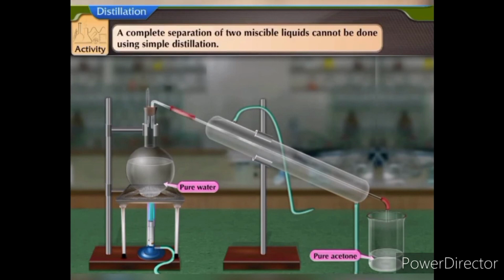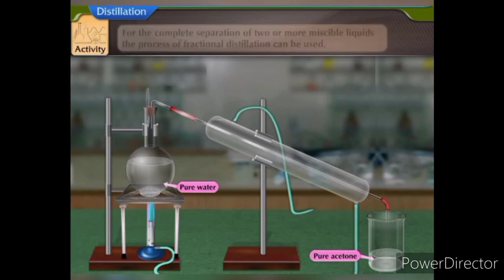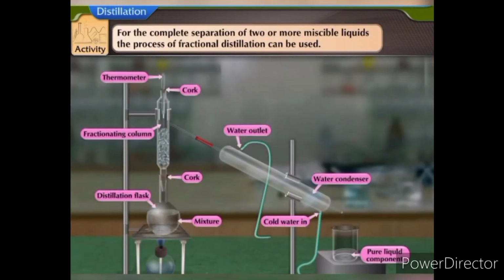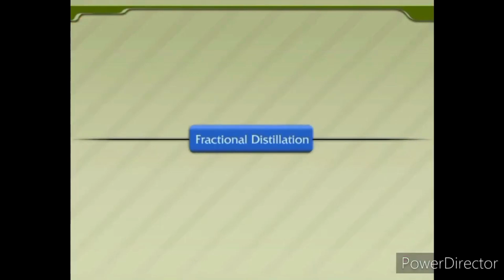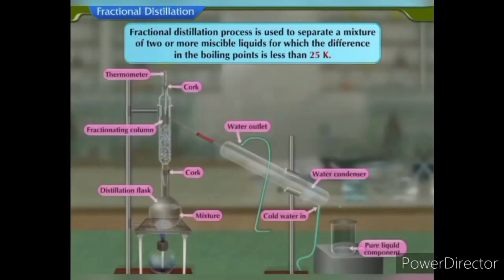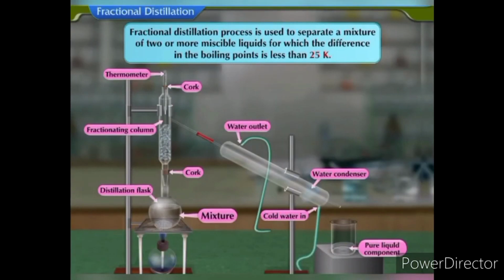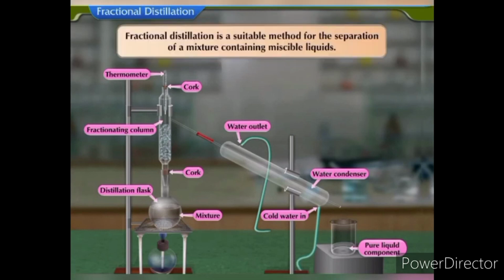However, a complete separation of two miscible liquids cannot be done using simple distillation. For the complete separation of two or more miscible liquids, the process of fractional distillation can be used. Fractional distillation. Fractional distillation process is used to separate a mixture of two or more miscible liquids for which the difference in the boiling points is less than 25 Kelvin. In other words, fractional distillation is a suitable method for separation of a mixture containing miscible liquids.